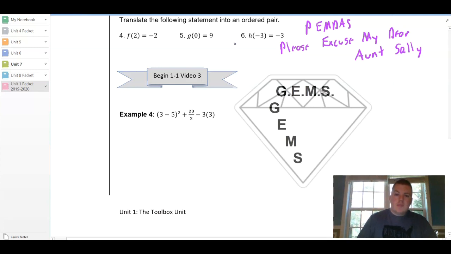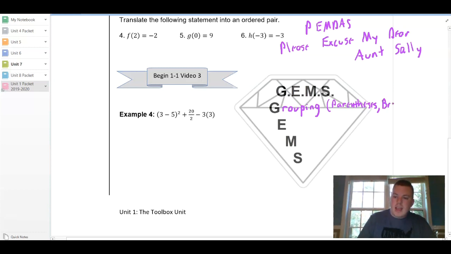Alright, so what GEMS is going to stand for is, first off, the G is going to stand for grouping. And I'm going to try and write this as neat as possible. I know I don't have the neatest handwriting at all times, but I want to make sure that you guys can read this. And grouping is going to include anything like parentheses. And forgive me if I misspell this. I definitely am a math teacher, not an English teacher, so my spelling is not perfect.